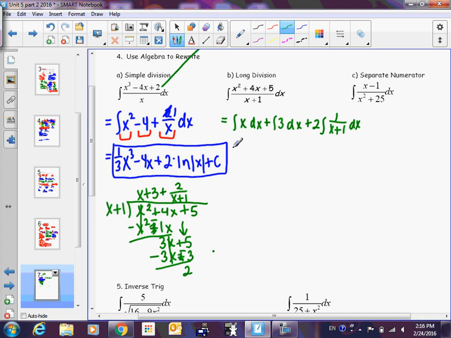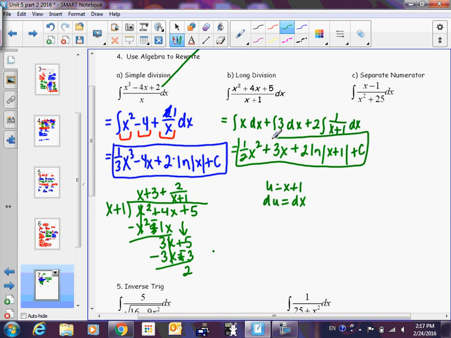Okay? All right, anti-deriving x, that's just basic rule. Anti-deriving 3, basic rule. Okay, this last one, I'm not going to spend a lot of time here, but you would want to let u equal x plus 1, and then du would be dx, and what you're going to end up having is natural log of x plus 1 plus c. So I'm not explaining all the steps there, but I wanted to really get out that you just got to split it up into 3 integrals. Then do what you need to do with each piece.